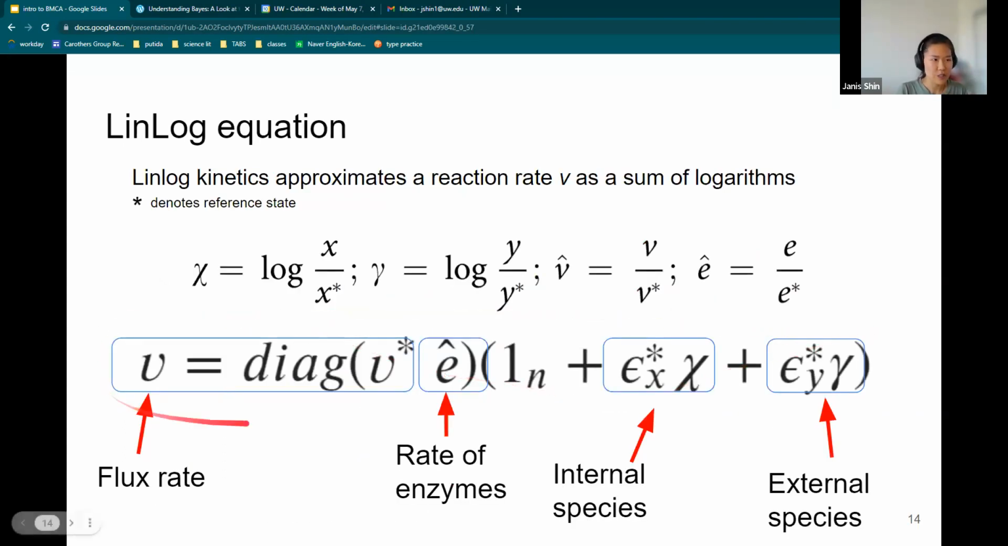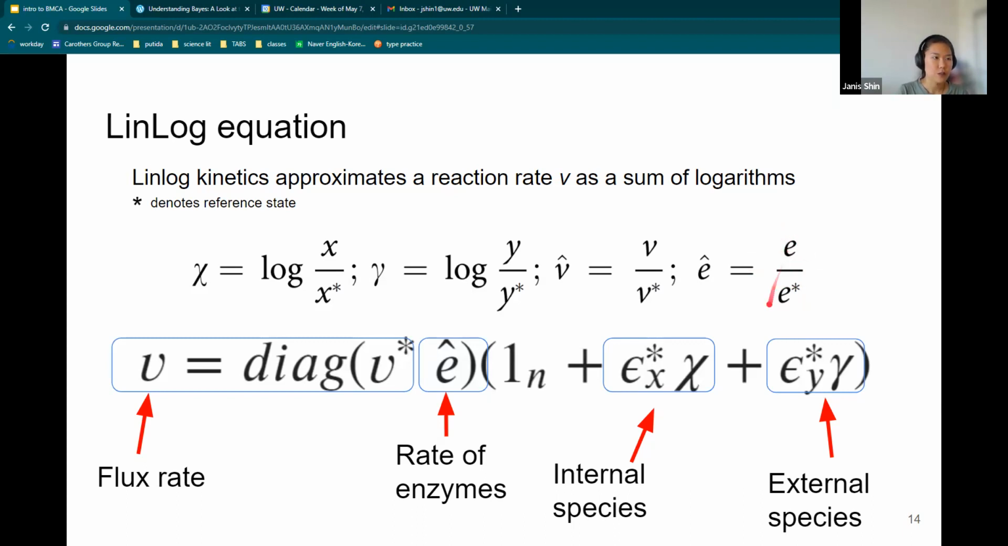So back to the LinLog equation. Now I have this as the matrix form. The LinLog kinetics approximates a reaction rate V as a sum of logarithms, and these are the logarithms of the terms here. And one special thing about the LinLog as well is that it can use relative amounts of concentrations as opposed to absolute concentrations.